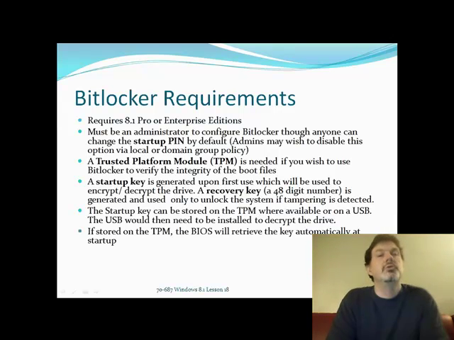When you configure BitLocker for the first time, you are going to generate a startup key. Then you are also going to generate a recovery key, and that recovery key is a 48-digit number. It is only going to be used to unlock the system if BitLocker detects tampering. For example, if someone steals your laptop and they try to circumvent the encryption by using another operating system to access that data, BitLocker will note that the operating system environment has changed and it will require a recovery key to unlock the data.